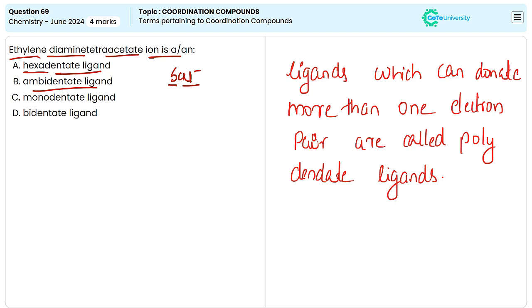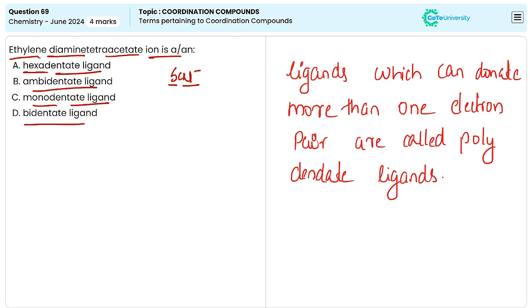The third one is given as monodentate ligand. Monodentate ligands are the ligands which can donate only one electron pair to the central metal atom. And the last one is bidentate ligand. This is a type of polydentate ligand which is donating two electron pairs as we discussed before.